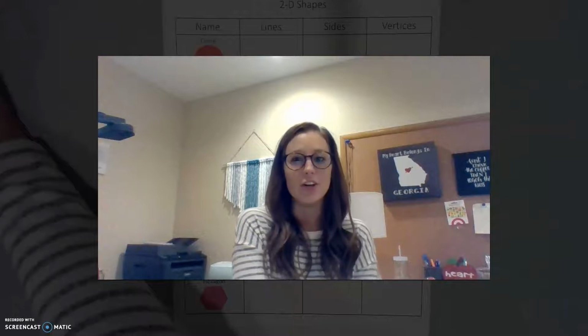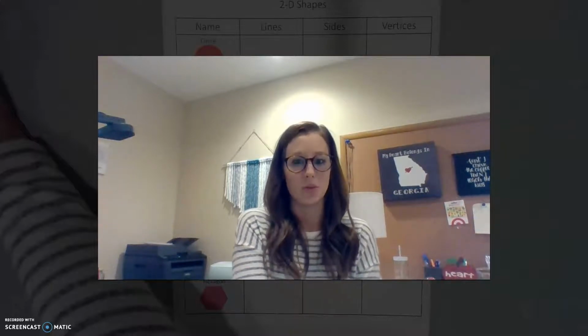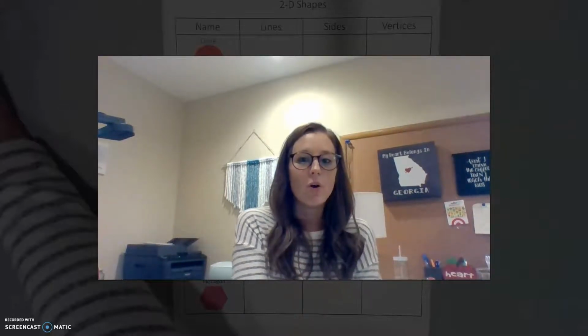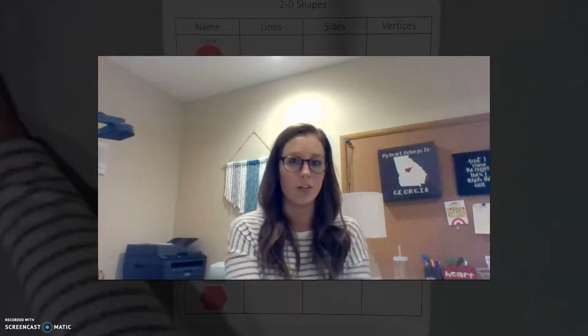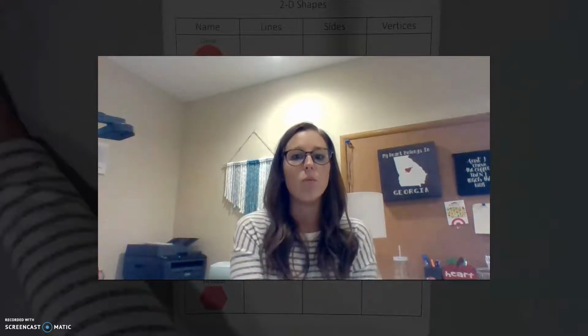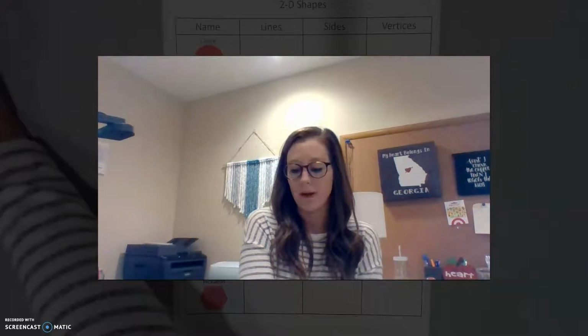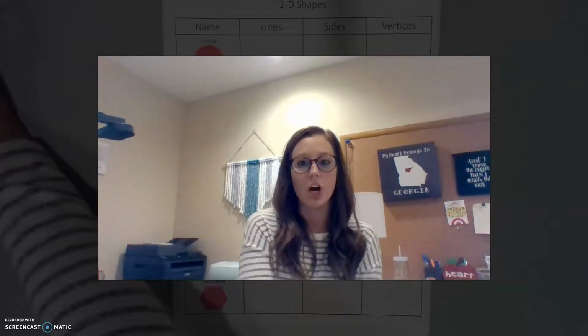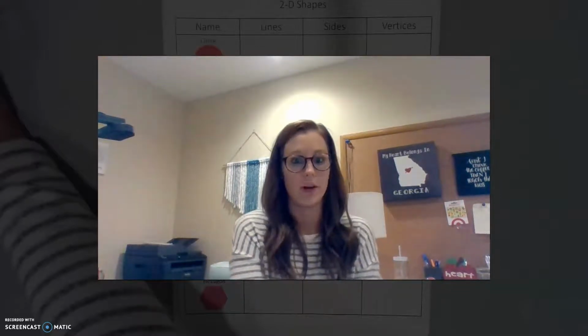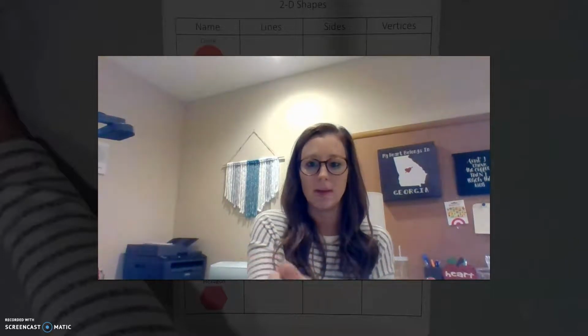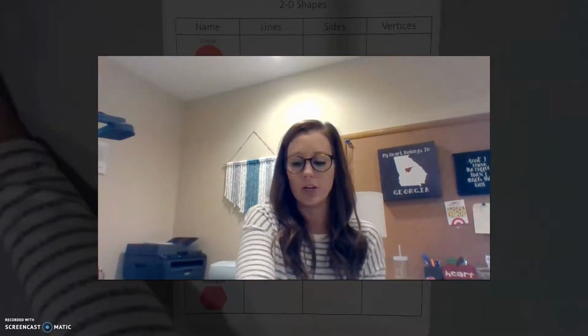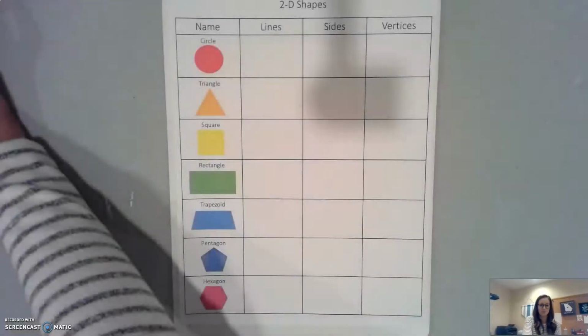Today we're going to start a new unit on 2D and 3D shapes. So I just want to begin our unit by going through a couple of different shapes, and we're going to talk about some different things that we notice about these shapes. You're going to see me minimized on the side of the screen, and we're going to go through these 2D shapes.